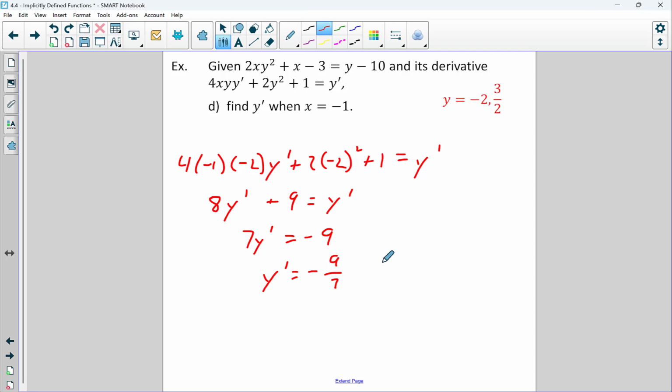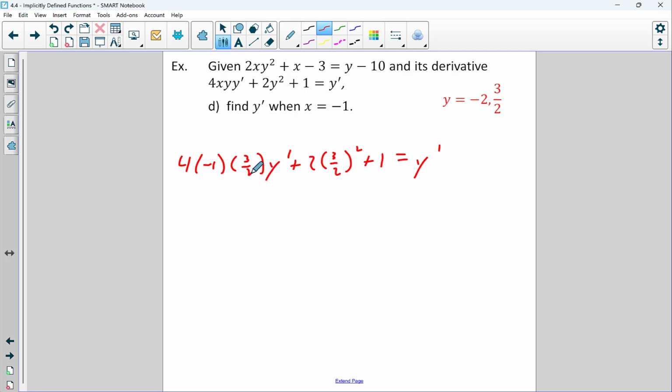All right, if you haven't done so already, try this again with 3 halves. I'm just going to go ahead and erase the negative 2 and replace it with 3 halves. I guess all of this is going to change, so I can go ahead and get rid of all of that. So 3 halves, 3 halves.